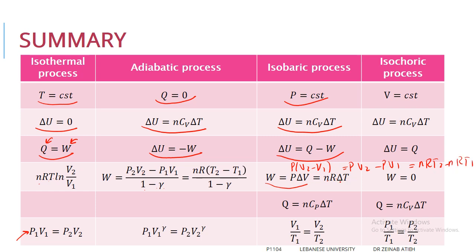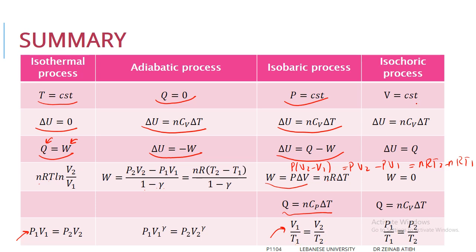So if you've got T1 and T2, no need to calculate P and V1 and V2. Just write nR times T2 minus T1. The Q is always, in the case of an isobaric process, nCp delta T, and I can use Charles' law, which is V1 over T1 equals V2 over T2.